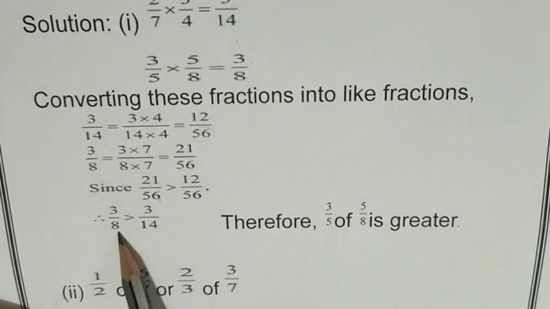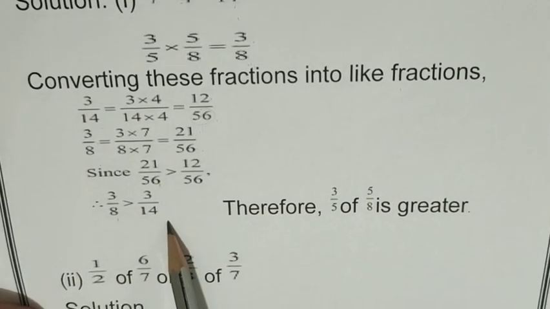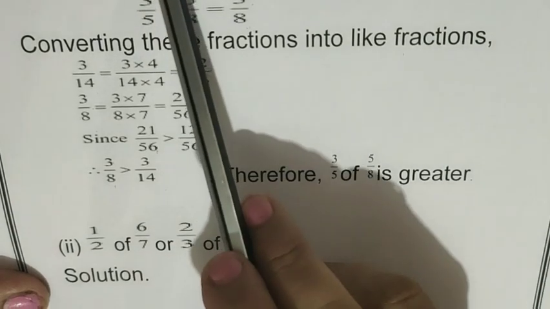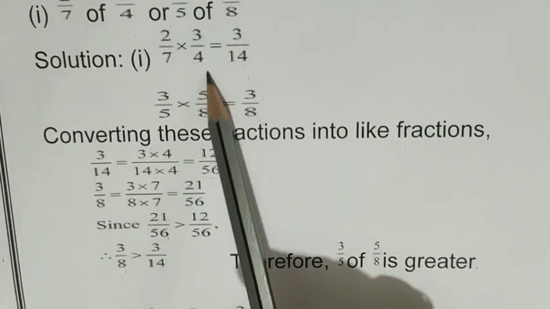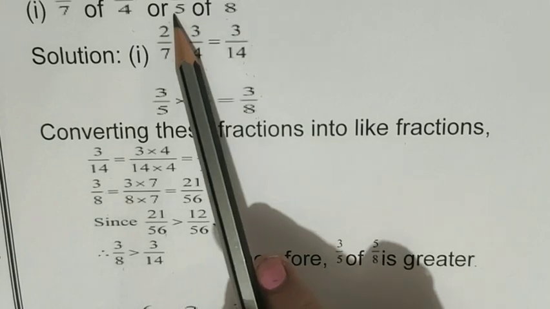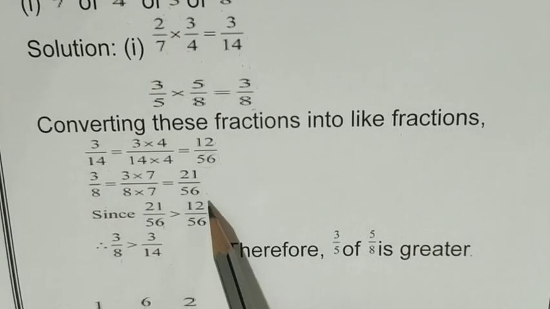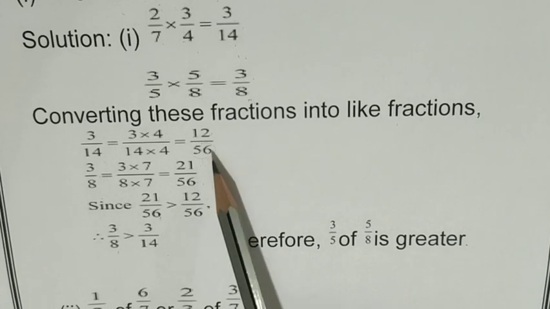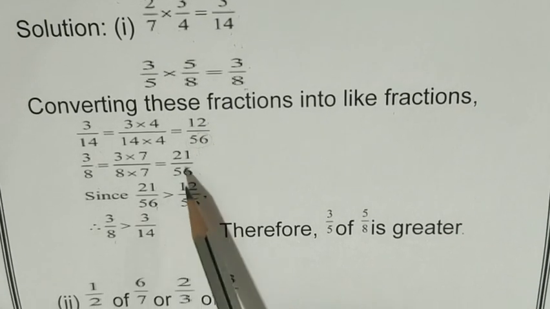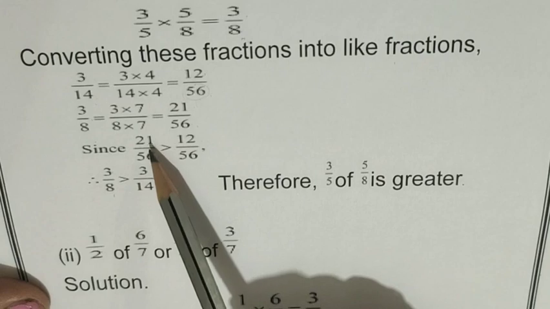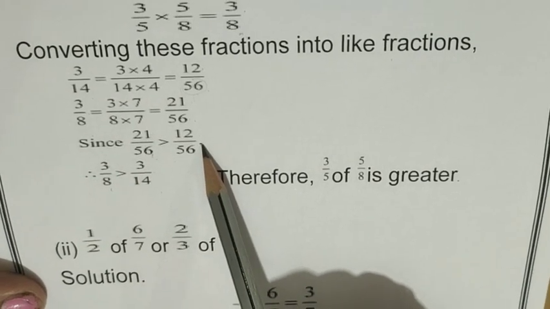21 by 56 is greater. That means 3 by 8 is greater than 3 by 14. Understood this one? What we have done? 2 by 7 of 3 by 4 means it is 3 by 14. 3 by 5 of 5 by 8 means it is 3 by 8. Next step is like fractions, or equivalent fractions we can say, with the denominator 56. Then the comparison is easy for us. 21 by 56 is greater than 12 by 56. Therefore, 3 by 8 is greater than 3 by 14.